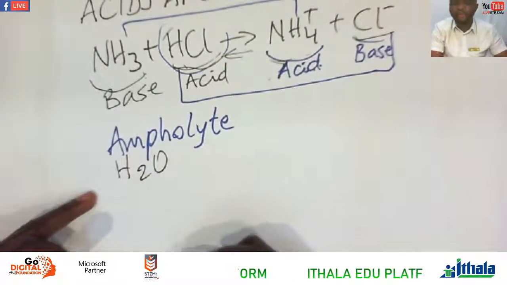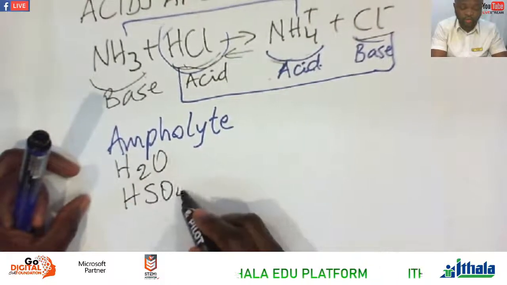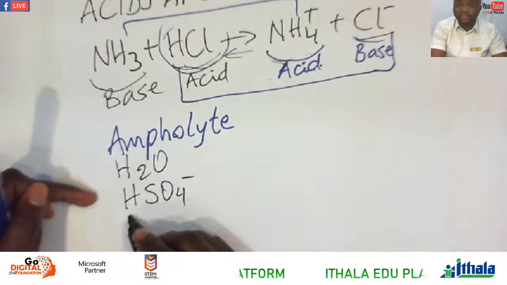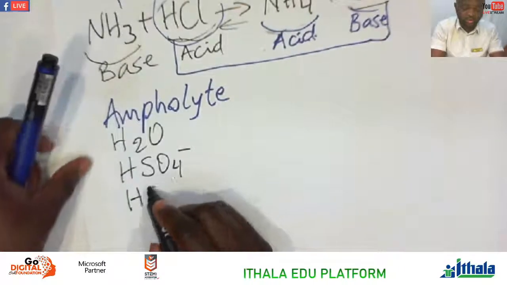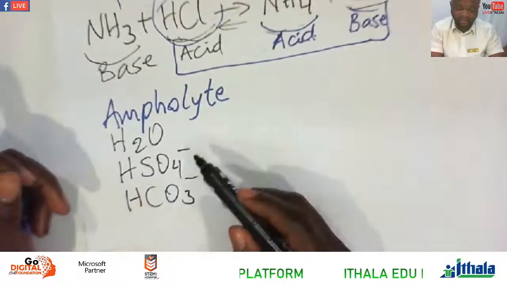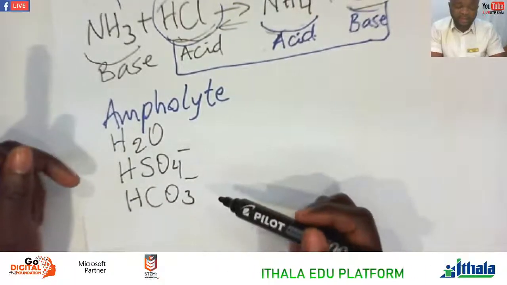H2O was one of them. It acts as an ampholyte. So HSO4 minus can also be what? An ampholyte. And HCO3 minus can also act as an ampholyte, and so on. So you have different examples of ampholytes.